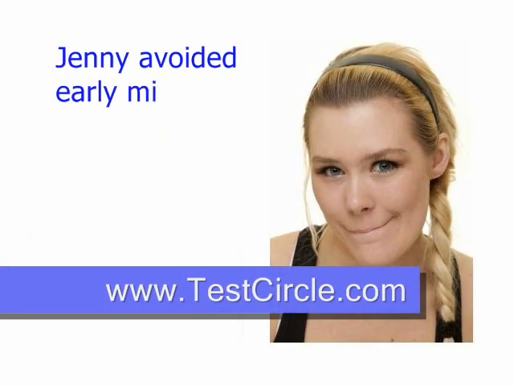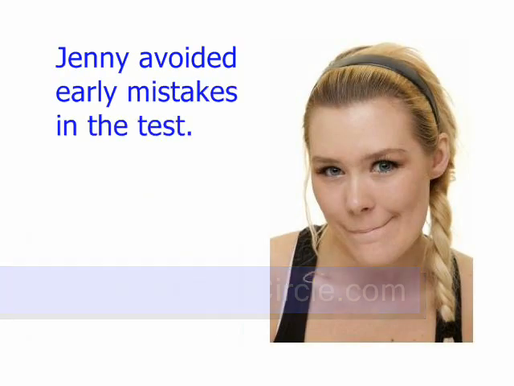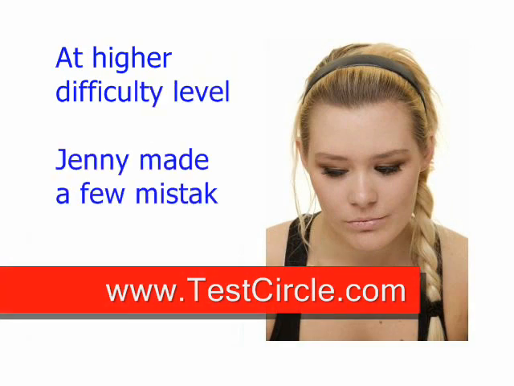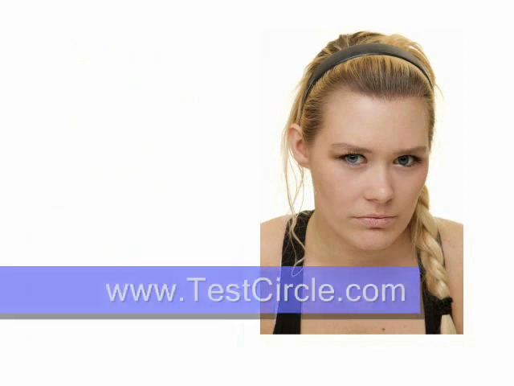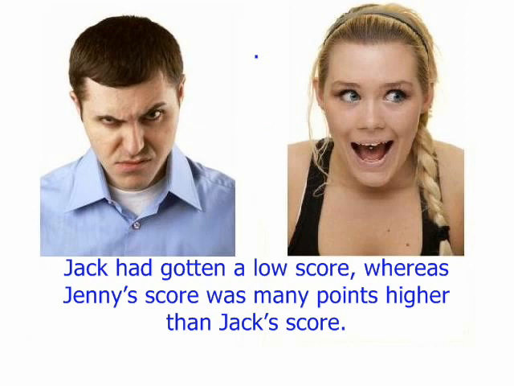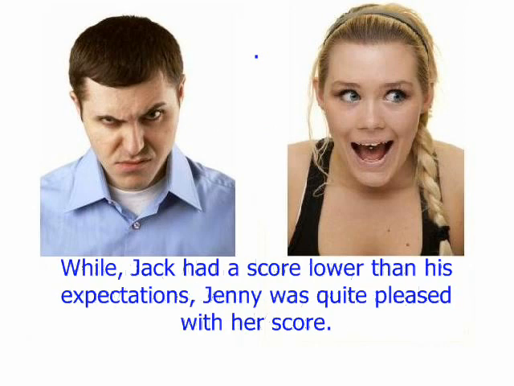Jenny, on the other hand, was very careful in avoiding early mistakes in the test. However, as the questions in the GMAT-CAT became more difficult, she made a few mistakes. By the end of the 37-question test, her count of wrong answers was also 10. After their tests, when Jack and Jenny received and compared their scores, they were quite surprised. Jack had gotten a low score, whereas Jenny's score was many points higher than Jack's score. While Jack had a score lower than his expectations, Jenny was quite pleased with her score.